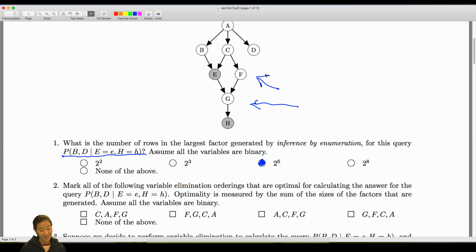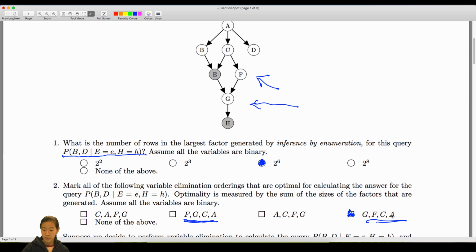Because I know the correct answer, which I will just tell you right now, it's going to be this one. I'm going to instead look at this variable elimination order, F, G, C, and A, and show that it is less optimal than the true optimal. Just starting off, let's see what would happen if we try to eliminate variable F.